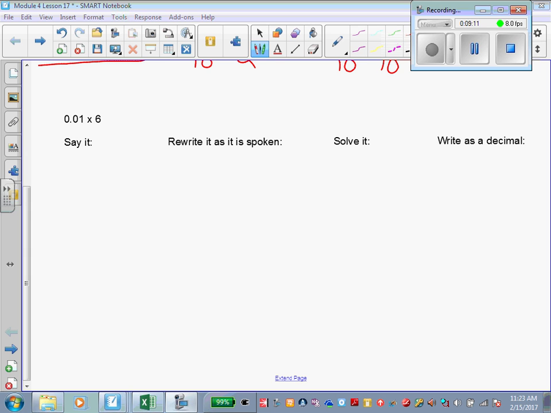Alright, now we have 0.01 times 6. How can I say it? I want to say it. Max? 1/100. But I don't want to say times. Very good. 1/100 of, I'm just going to do it underneath it, 6. 1/100 of 6.